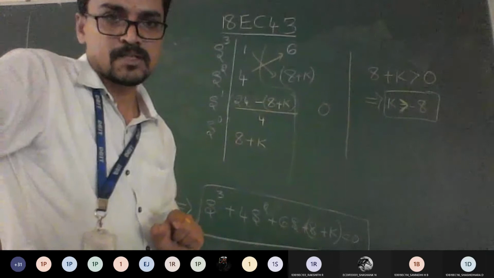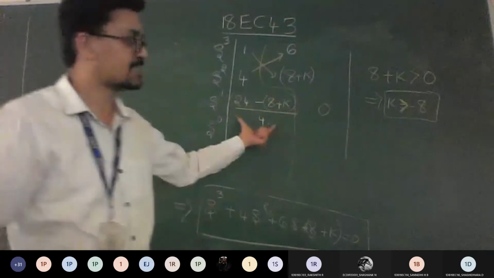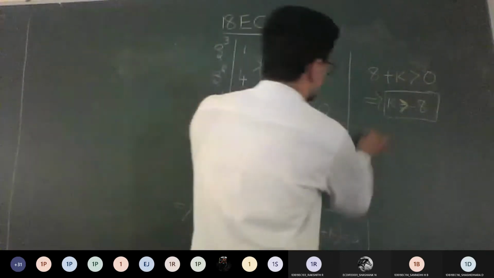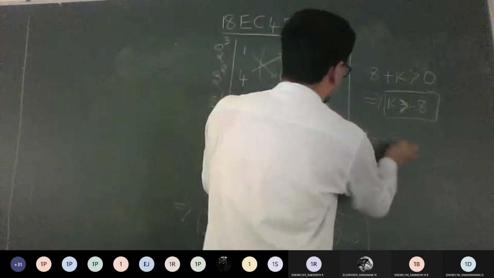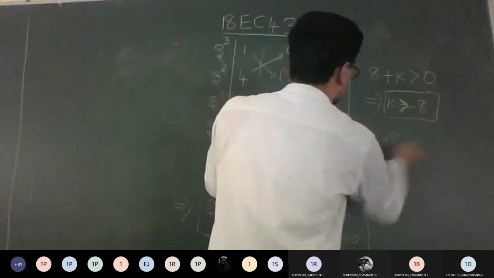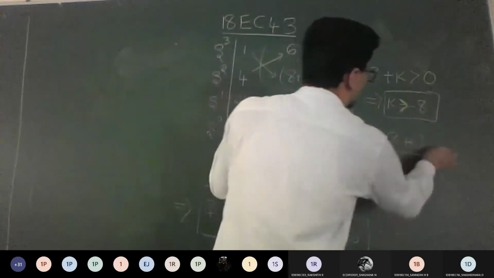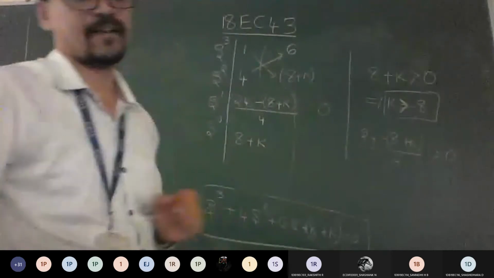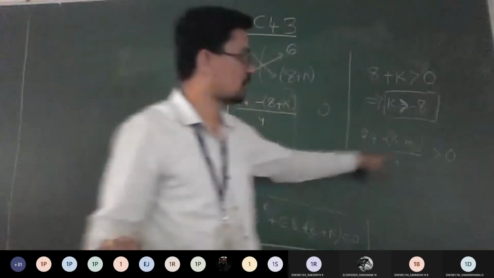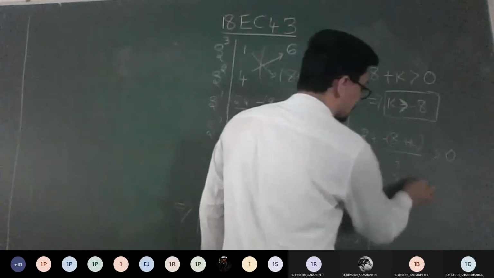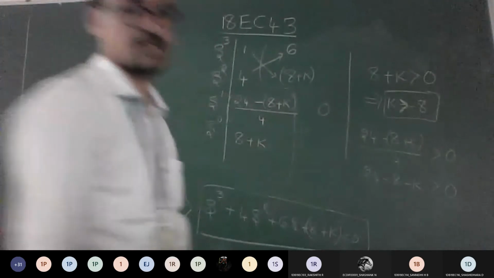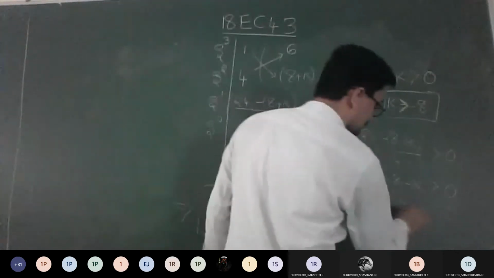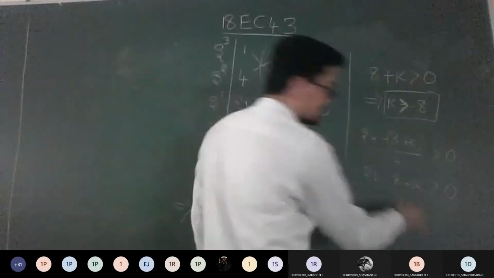Yes, sir. Similarly, take this. It's 24 minus 8 plus k, all divided by 4, again greater than 0. So anyhow the 4 is going to go, so left out is 24 minus 8 minus k greater than 0. So from this, what is k, guys? You can see, is it 16?